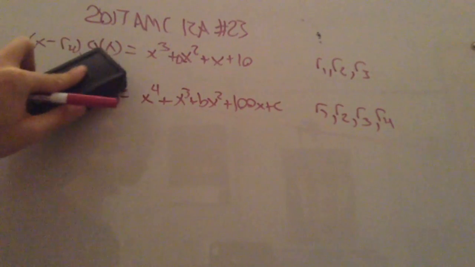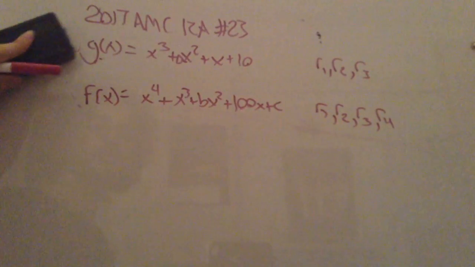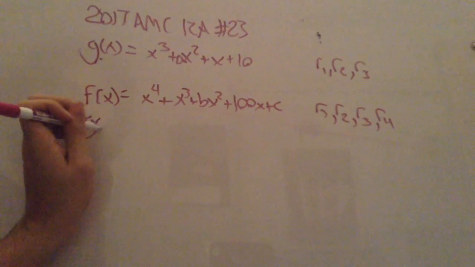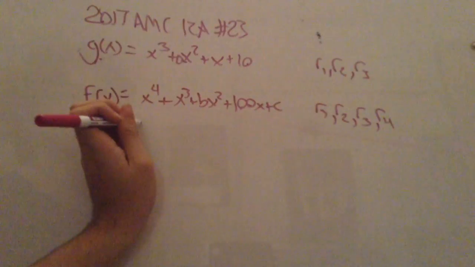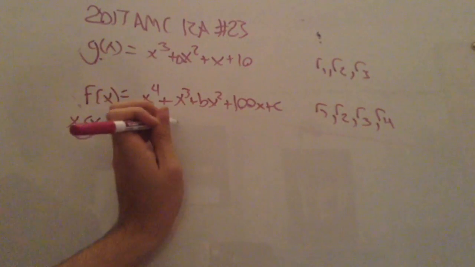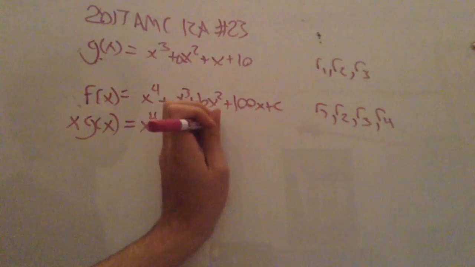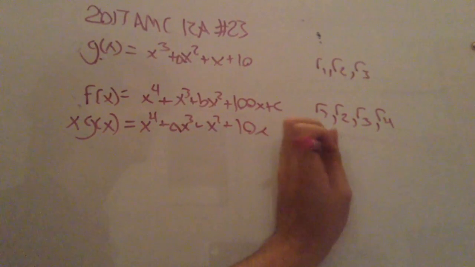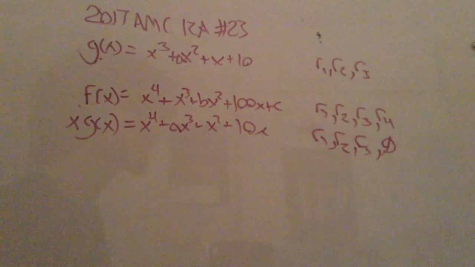I'm not really a fan of this solution, however, because it introduces this new clunky variable, and we actually don't need to do that at all. Instead of x minus r4 times g of x, we can just use x times g of x, which is x to the fourth plus ax cubed plus x squared plus 10x plus 0. And this has roots r1, r2, r3, and 0.